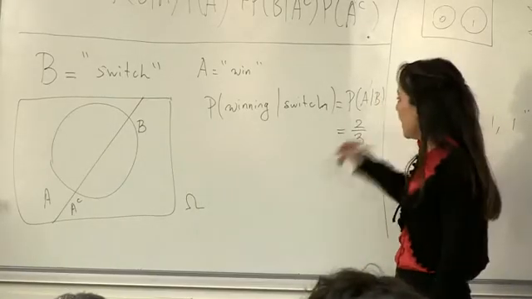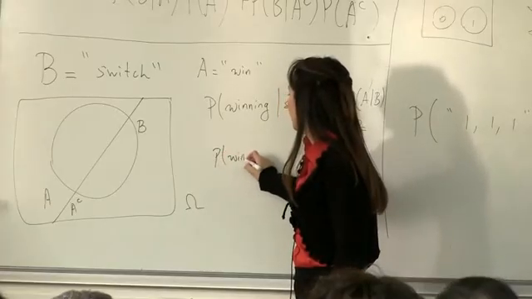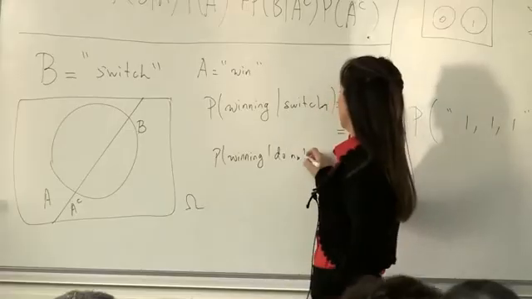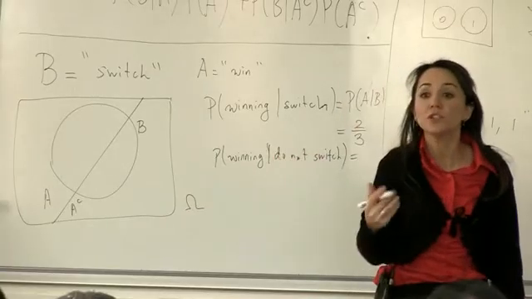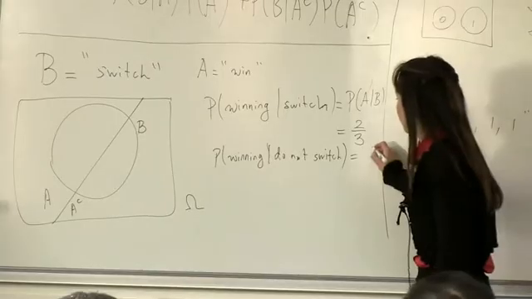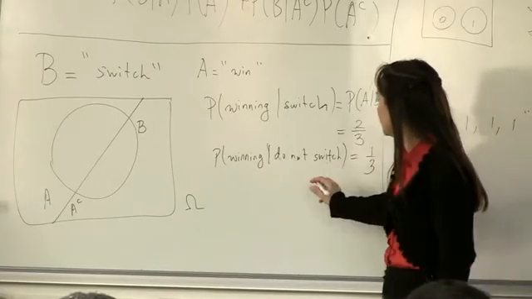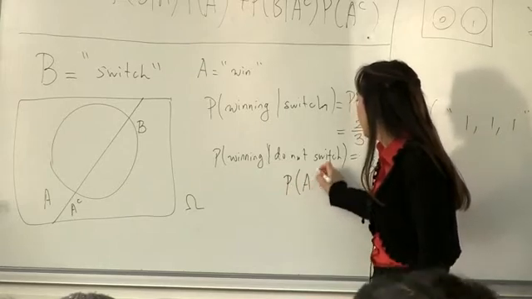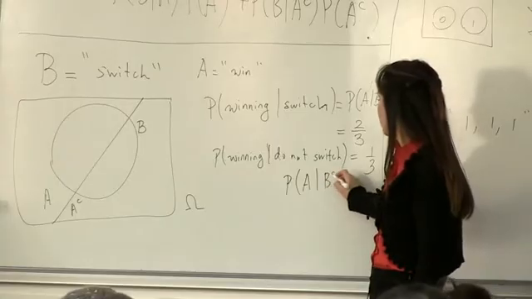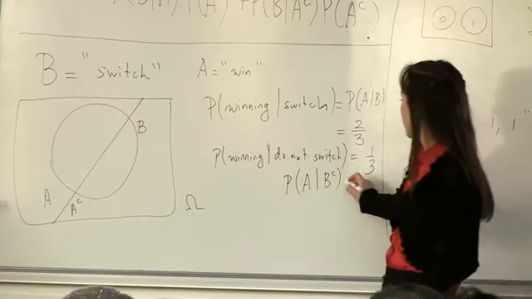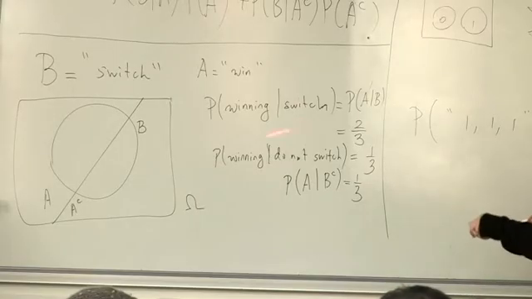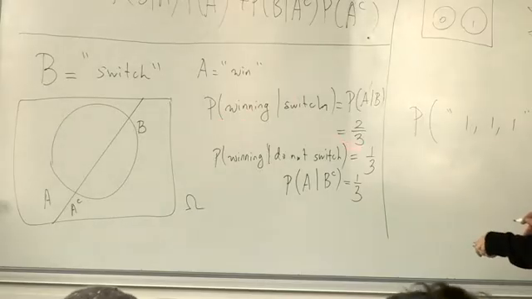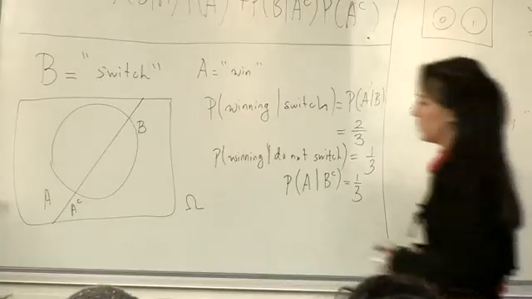Therefore, the probability of winning if I do not switch, which is exactly the probability of the event of my original choice being the correct one, that's 1/3. Let me write this using this notation. This is the probability of A given B complement. That's 1/3. So we answered the first question. What is the better strategy? Switching is the better strategy because the probability of winning when you switch is 2/3, and the probability of winning if you do not switch is 1/3. So switching is the better strategy.